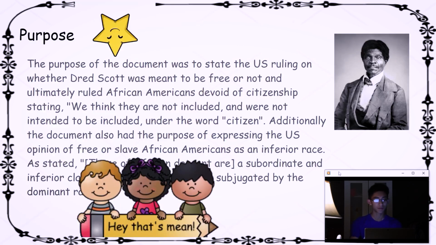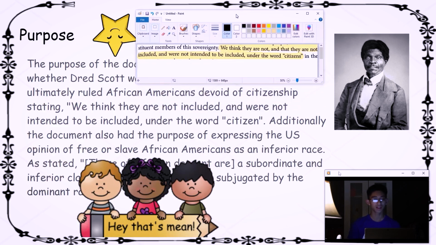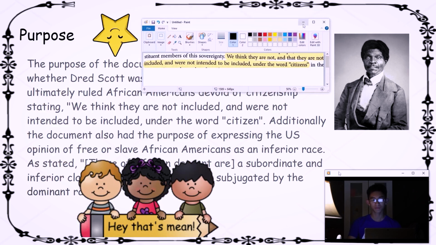And next is the purpose. The purpose of the document was to state the United States' ruling on whether Dred Scott was meant to be free or not, and ultimately it ruled that African Americans were devoid of citizenship, stating, "We think that they are not included and were not intended to be included under the word citizen."